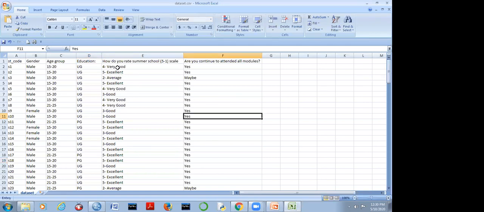So see, for the first example, a student code. I use S underscore. Underscore can be used in a variable name in SPSS, Excel, any type, even in Python. Then gender, then age group. There should not be a gap in age group.